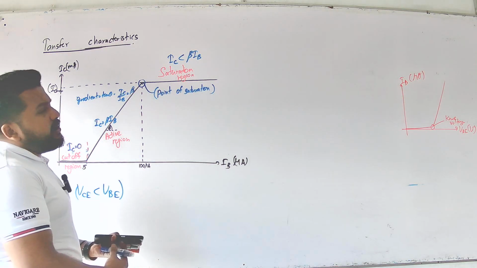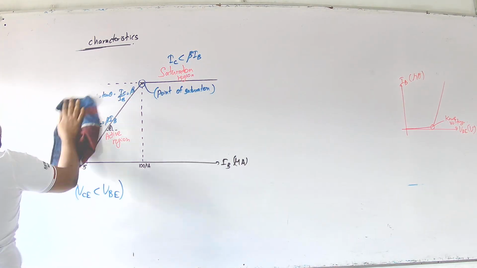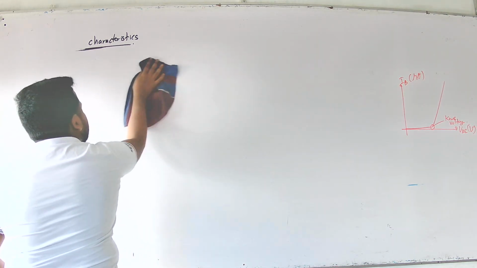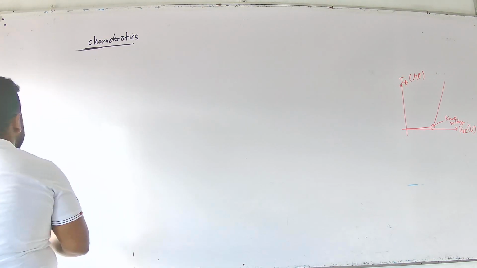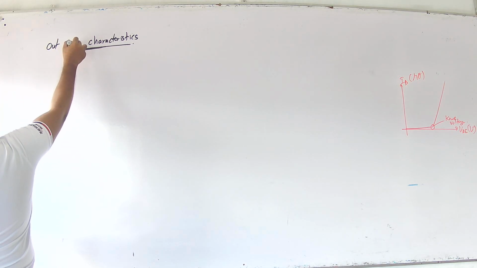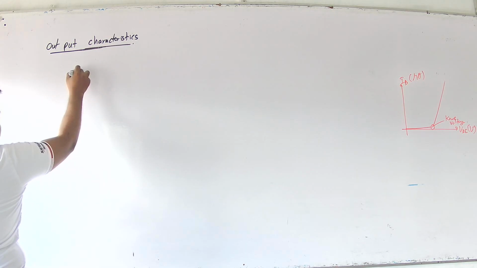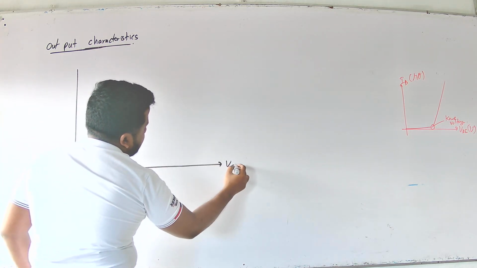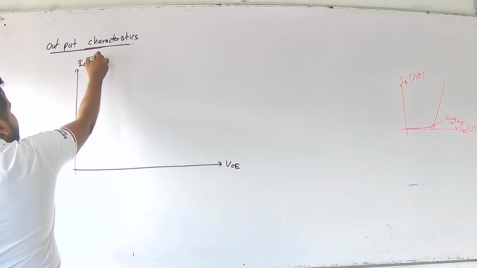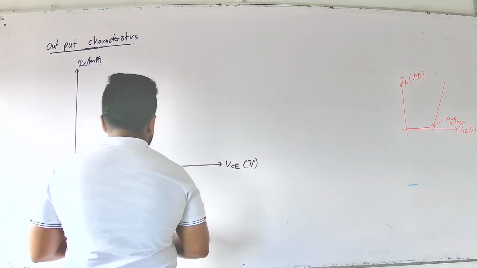Okay, then write down number 3, output characteristic. So what are the output characteristics? We have to change the VCE. Then we have to find the IC. IC in milliampere range, VCE in volts.